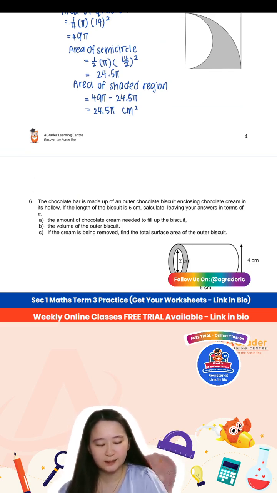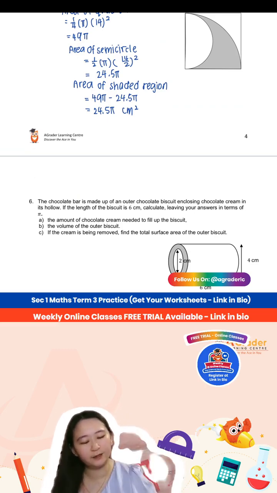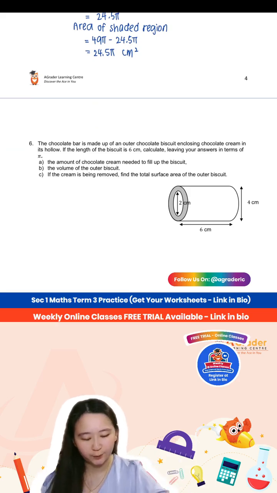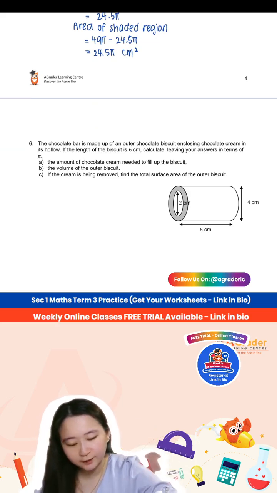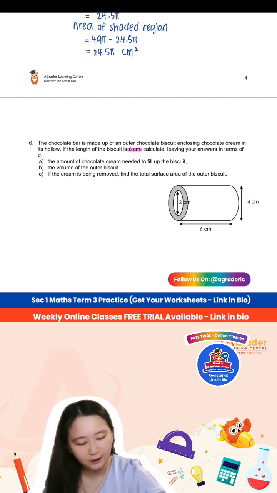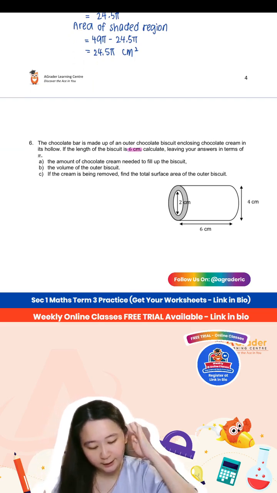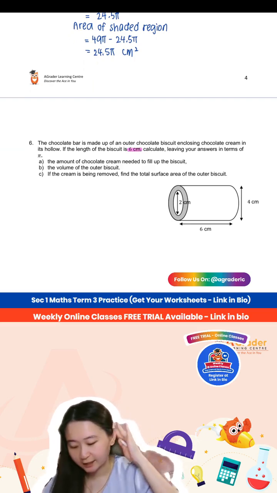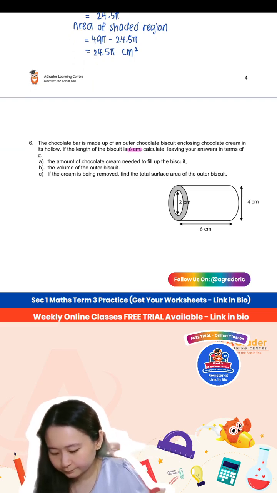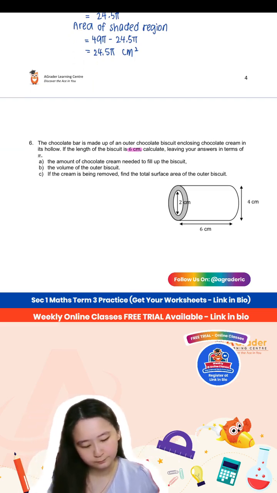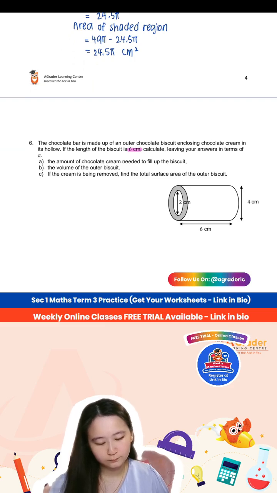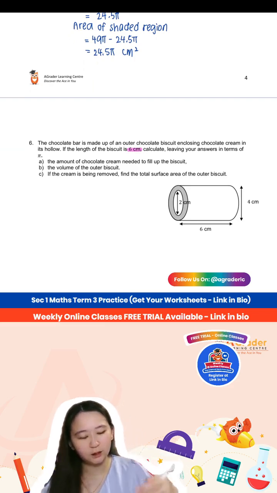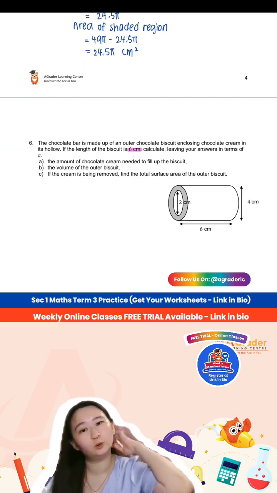Okay, question 6. The chocolate bar is made up of an outer chocolate biscuit enclosing chocolate cream in its hollow. If the length of the biscuit is 6 cm, calculate, leaving your answer in terms of pi, the amount of chocolate cream needed to fill up the biscuit. So the chocolate cream will be placed inside the hollow area.